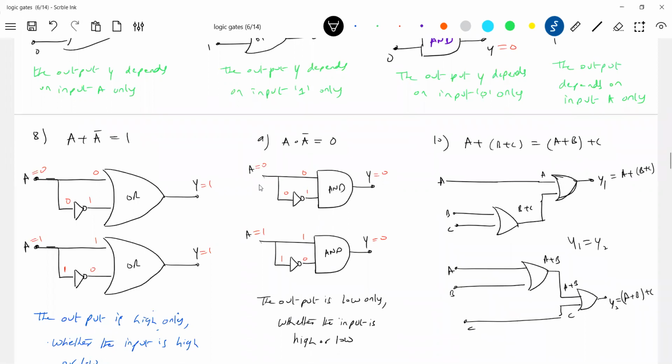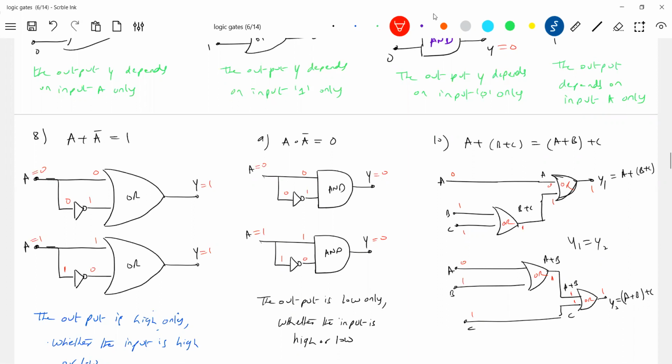You try for any input combination. I'll take one random one: 0, 1, 1. I should get the same output. Okay, 1 plus 1, not 2, logic 1. When both the inputs are high, the output will be high, OR gate. Here 0, 1, so this will be 1. So here 1, and this will be 1. Okay, fine. You can try for any input, the output of both the circuits will be the same.